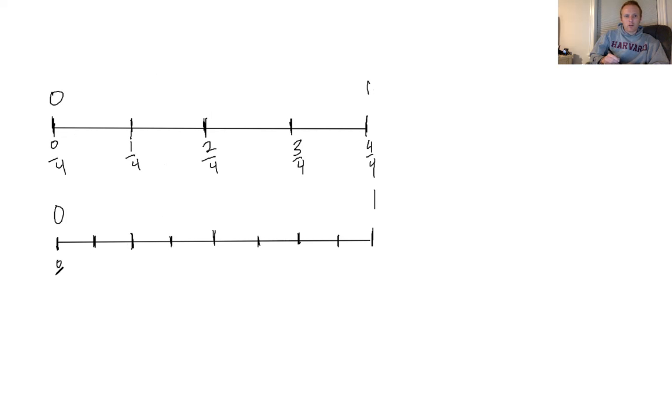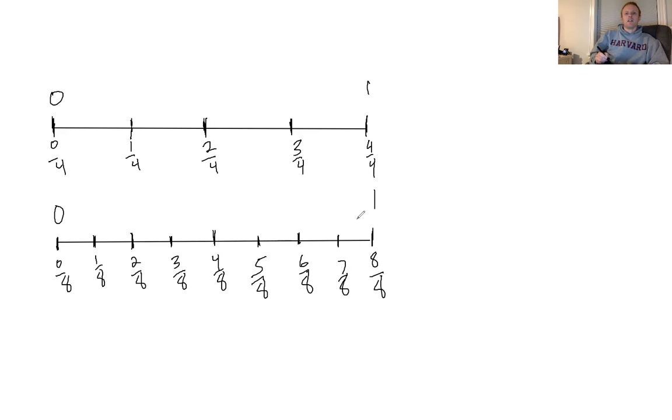So I have 0/8, 1/8, 2/8, 3/8, 4/8, 5/8, 6/8, 7/8, and 8/8. So again, we can go through, we can find common things.